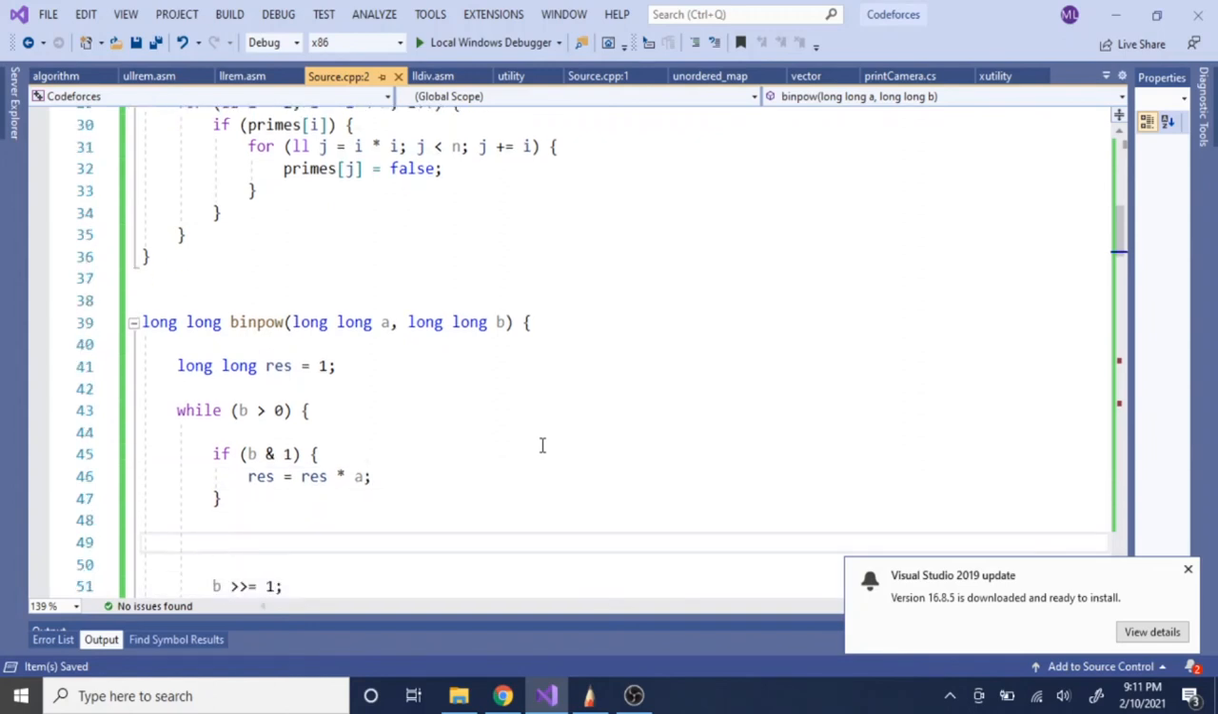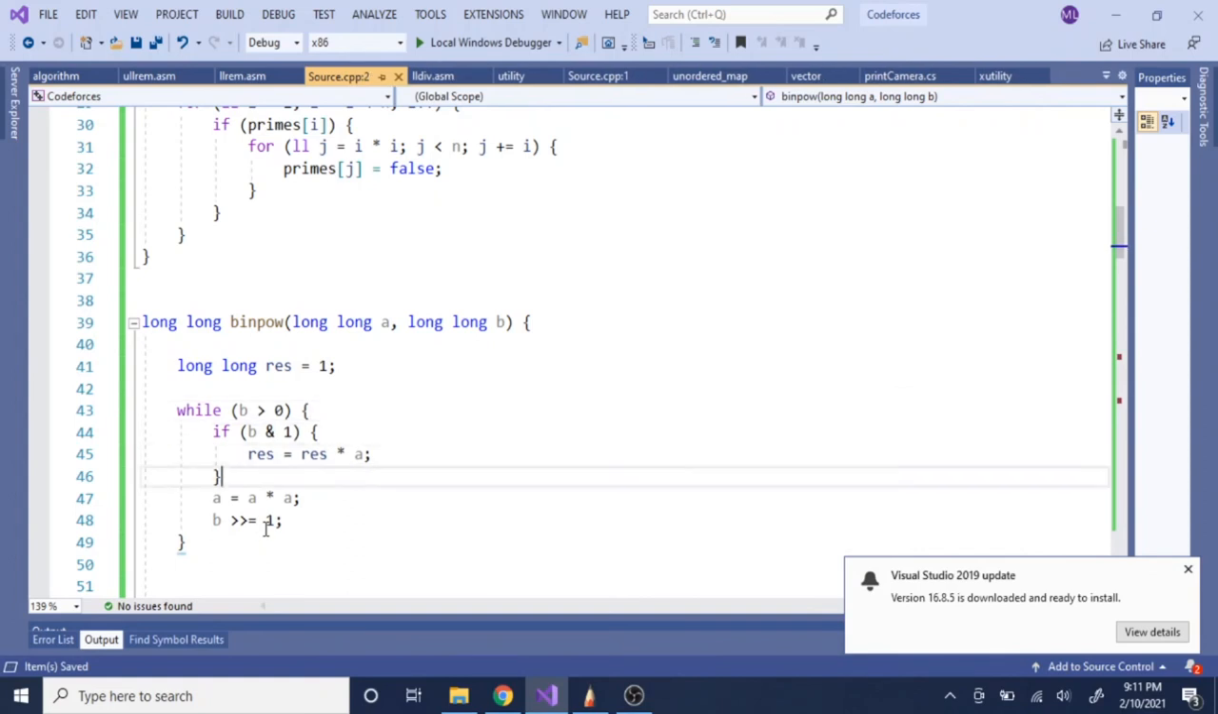To square it, a is just going to equal a times a. So that's basically the gist of this. And in the end, we just return result.